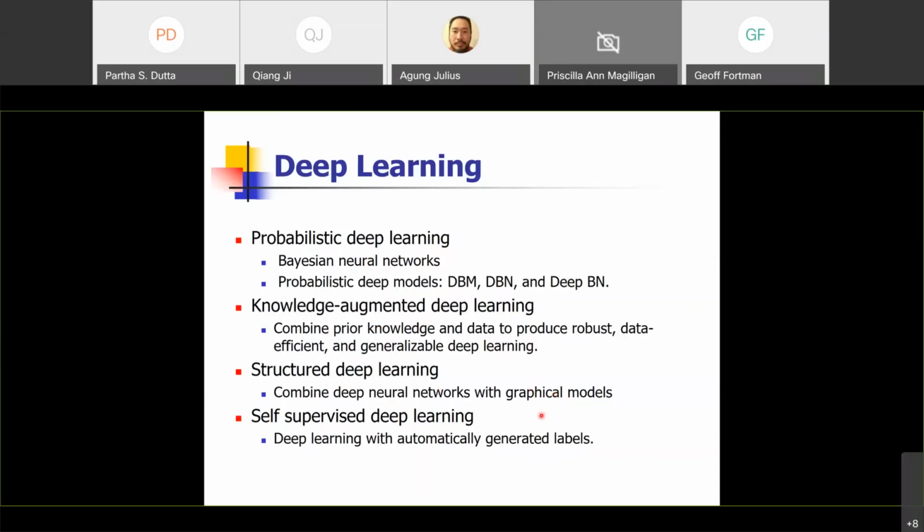And finally, we are also interested in self-supervised deep learning. One issue with deep learning is that there are not enough labels. Self-supervised deep learning allows us to train the deep model with automatically generated labels.